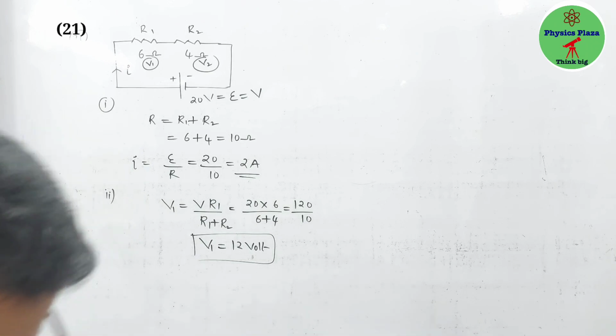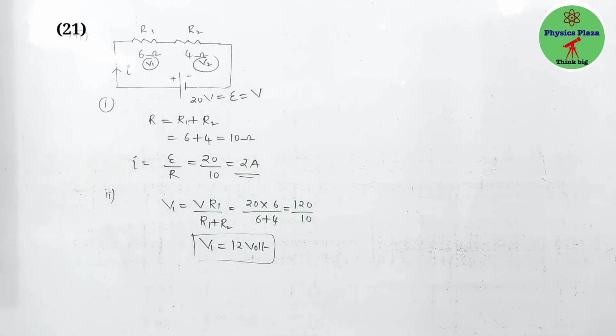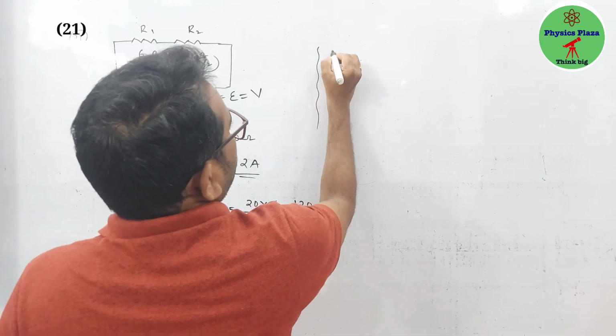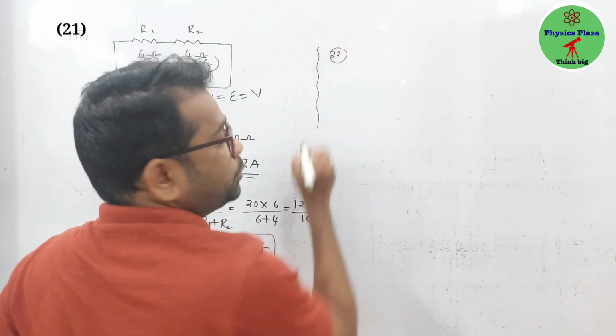Okay, now are you able to see this? Just copy it. Yes, you are able to see that. Fine. Now children, look here. Question number 22. So numerical number.